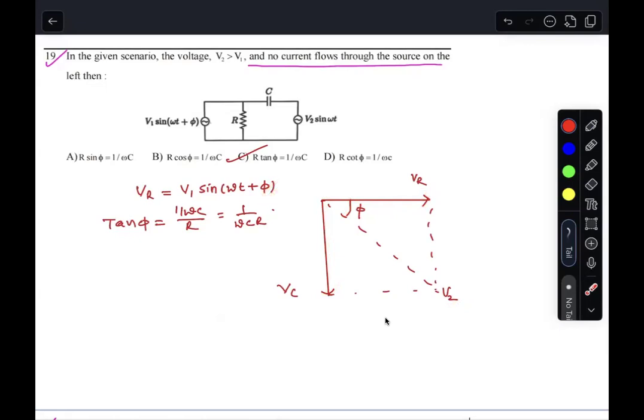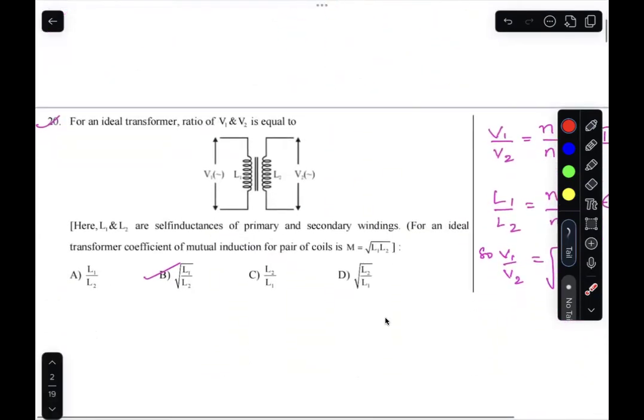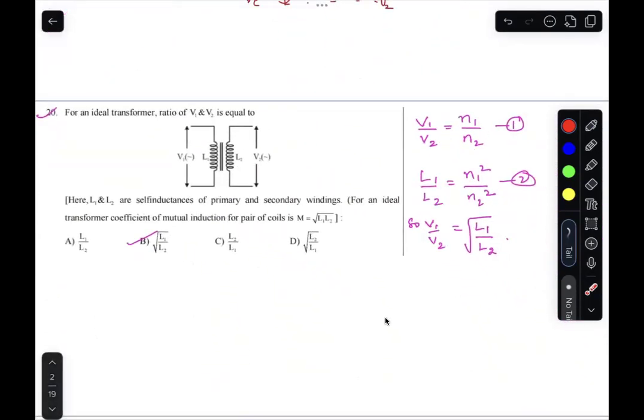So tan phi is 1 by omega C by R. So R tan phi is 1 by omega C. Yes, sir. This is an easiest question. You can start with this question actually. Even this question is also easy.